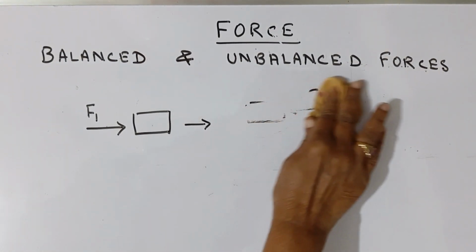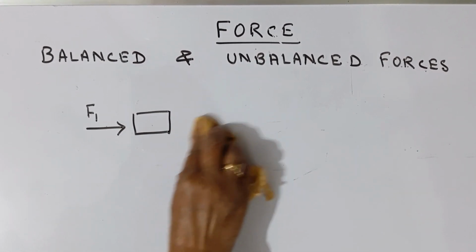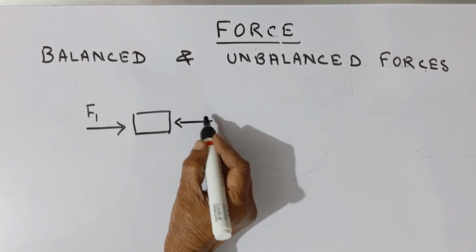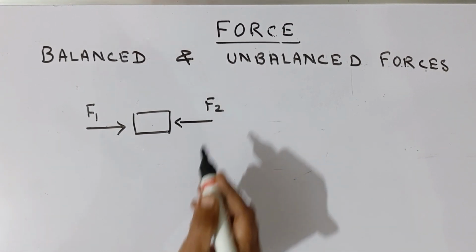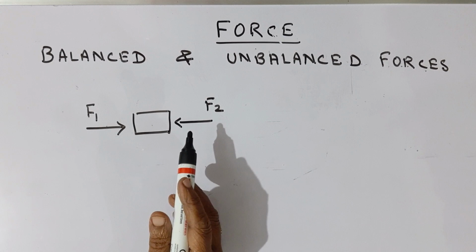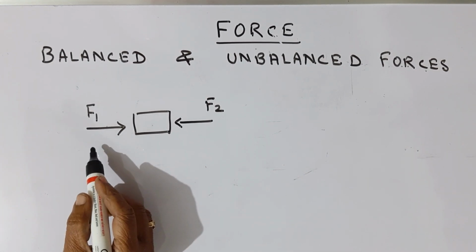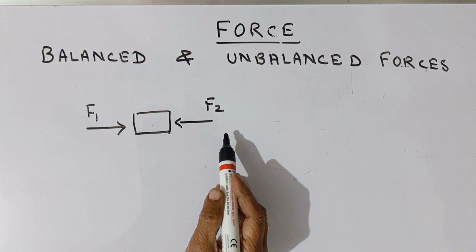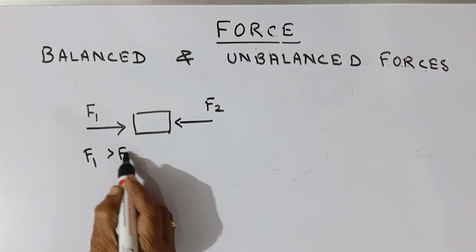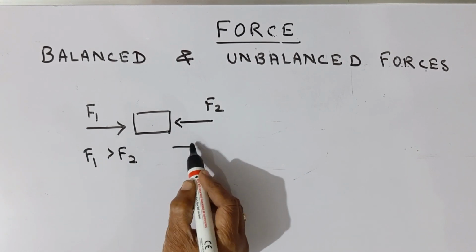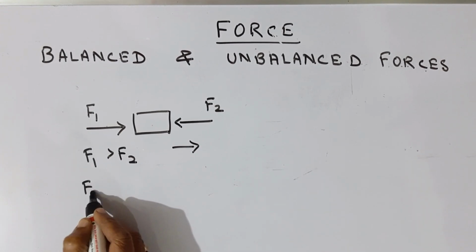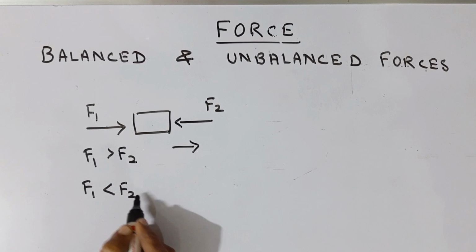Now suppose we look at the same diagram with two forces. Suppose there is another force F2 acting from the opposite direction. What happens then? There may be three possibilities. Either the object will move towards right, and that will happen when F1 is greater than F2. Then the object will move in this direction. The second case may be when F1 is less than F2. What will happen?